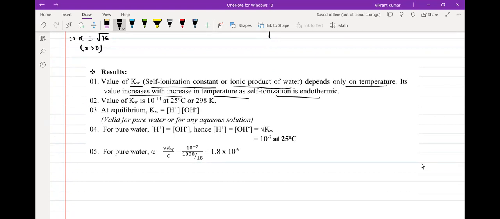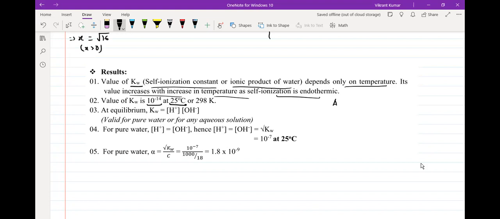Is it okay? Second point, we are not supposed to know the value of Kw at all the temperatures, but we are supposed to know its value at 25 degrees C. It will be discussed throughout the chapter. It will be used throughout the chapter. So Kw का value at 25 degrees C is 10 raised to minus 14.